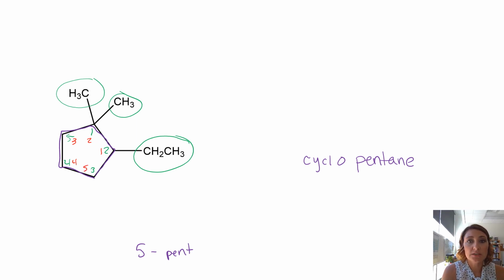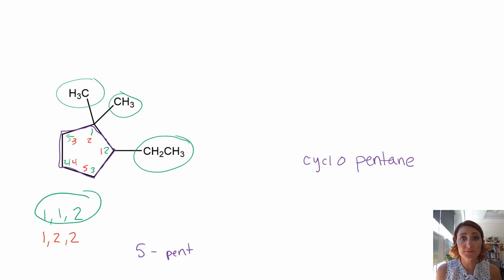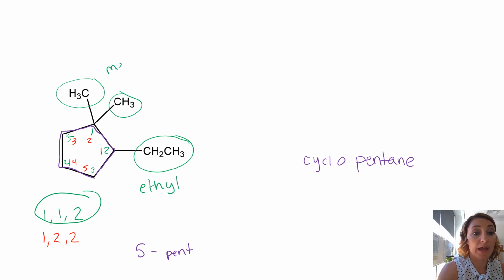If I use the green numbering scheme, I will have 2 groups in the 1 position and 1 group in the 2 position. If I use the red numbering scheme, I'm going to have 1 group in the 1 position and 2 groups in the 2 position. So I'm going to go with the green numbering scheme because this gives me more groups at a lower number carbon. All right, so the groups that I have are an ethyl, that's a 2-carbon alkyl group, and I actually have 2 methyls, that is a 1-carbon alkyl group each. Because I have 2 methyls, I will need to name them di.